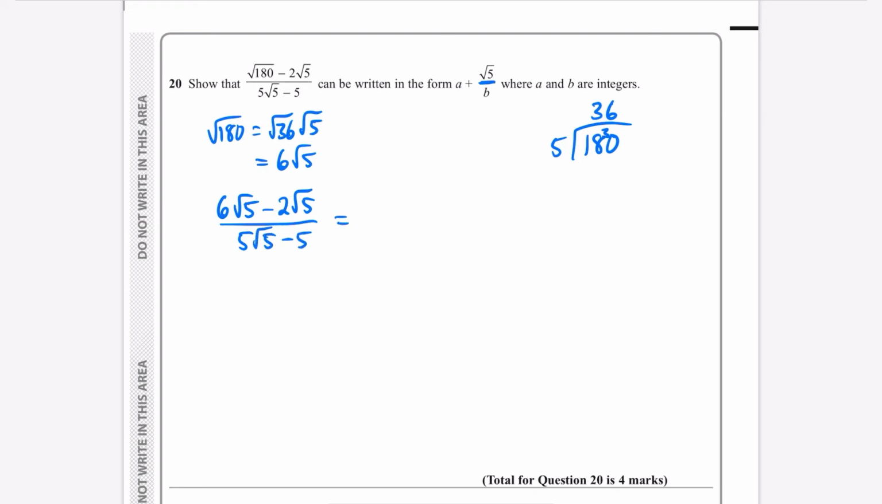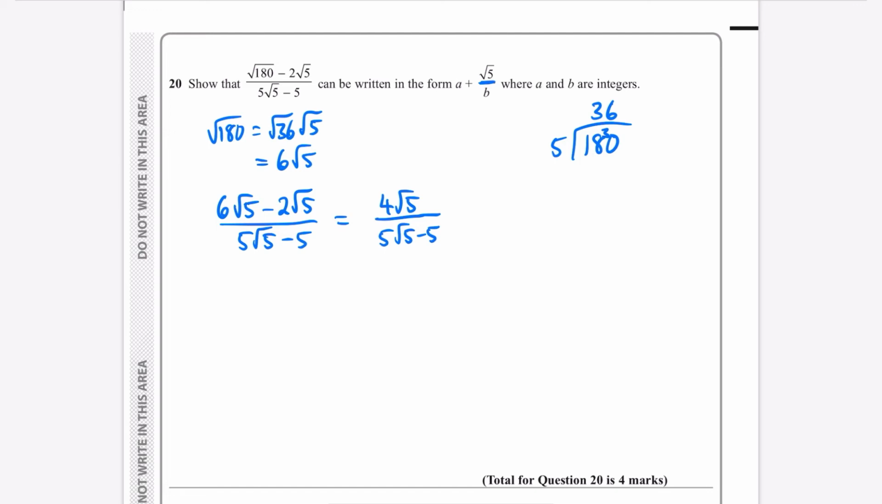So I don't think there's any more simplification in terms of the surd simplification, but I do think we can simplify this numerator. 6 root 5 minus 2 root 5 is just 4 root 5. So we get 4 root 5 over 5 root 5 minus 5. Now the next thing that we need to do is rationalize the denominator.